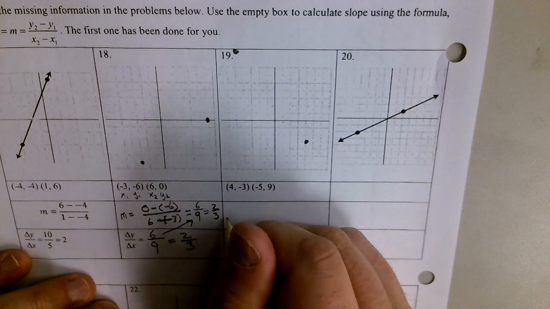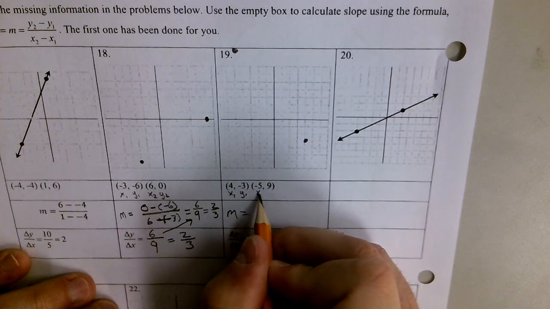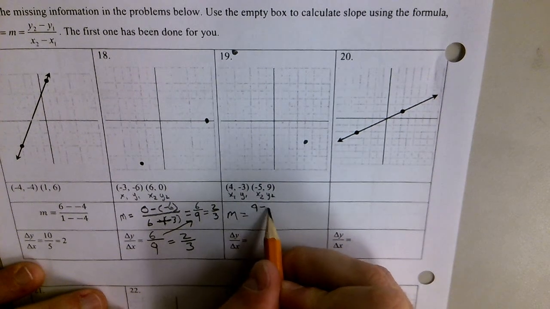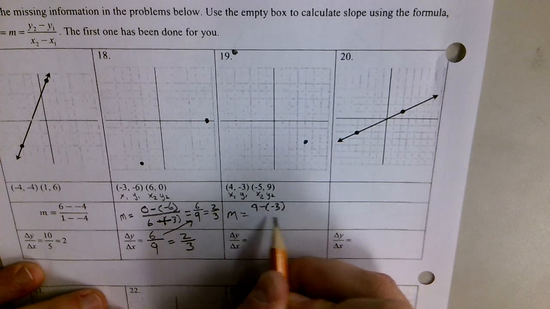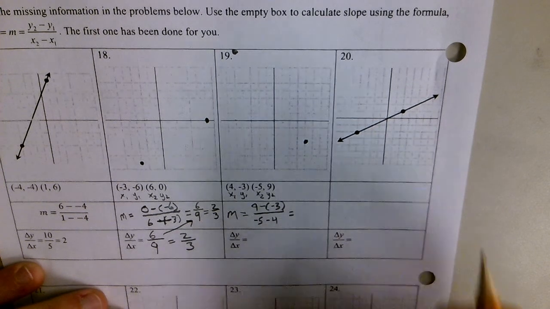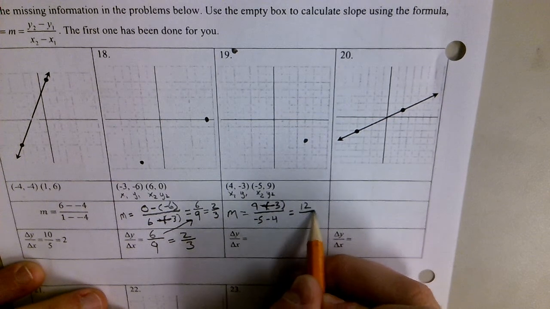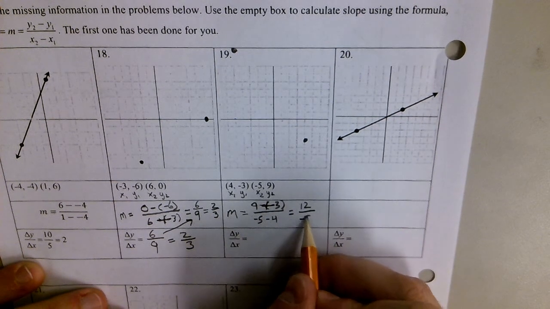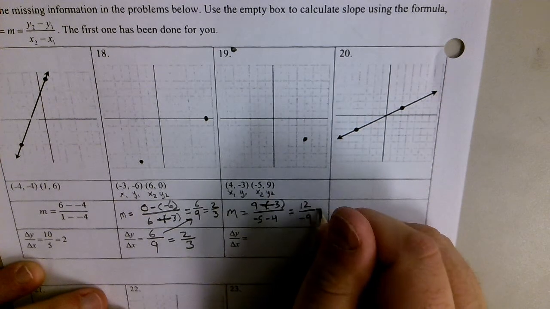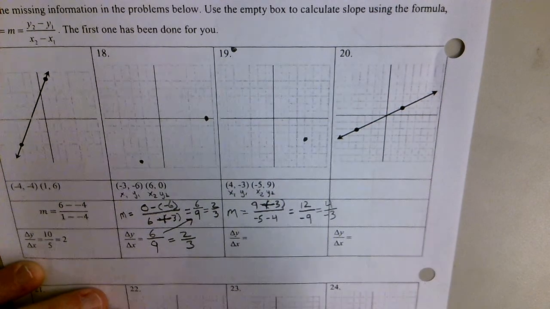So let's use our slope formula first to find slope. So I've got x1, y1, x2, y2. So we're going to do 9 minus our negative 3 over negative 5 minus 4. So 9 minus negative 3 is 9 plus 3, which is 12, over negative 5 minus 4 is negative 9. So negative 12 over negative 9 reduces by 3, so 4 over negative 3.